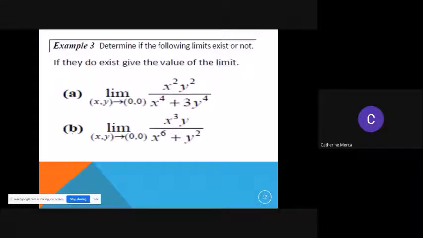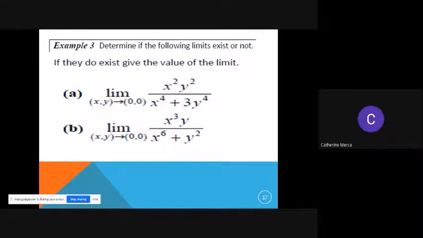Determine if the limit of the following exists or not. If they do exist, give the value of the limit. So let's take a look at this one. If we directly substitute, what will happen? It becomes 0 over 0 plus 0, so we cannot do that. But remember that it's just approaching 0.